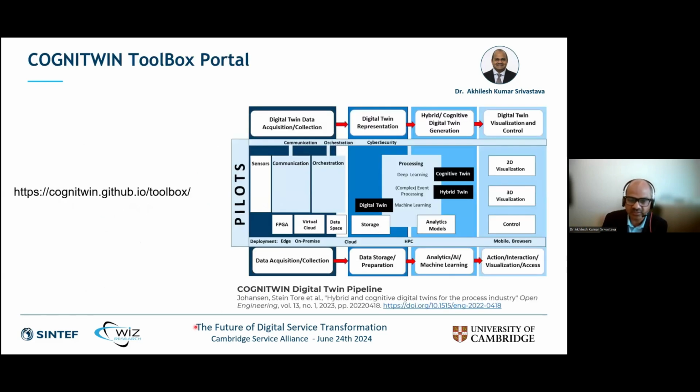Finally, here you can see the Cognitwin digital twin pipeline. Our toolbox portal is available on GitHub, so you can go and have a look. In this toolbox portal, we have made several components available for data acquisition, digital twin representation, also for analytics, AI and machine learning, and finally for visualization as well. You can also go on the website of this project, and that provides lots of research articles we have published during the project. So all the information will be available there.